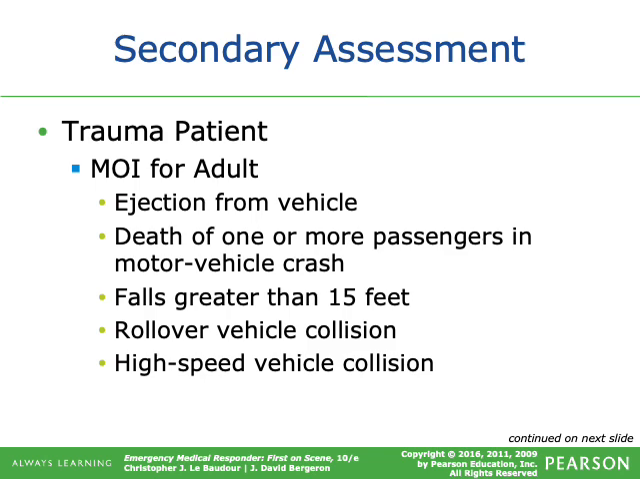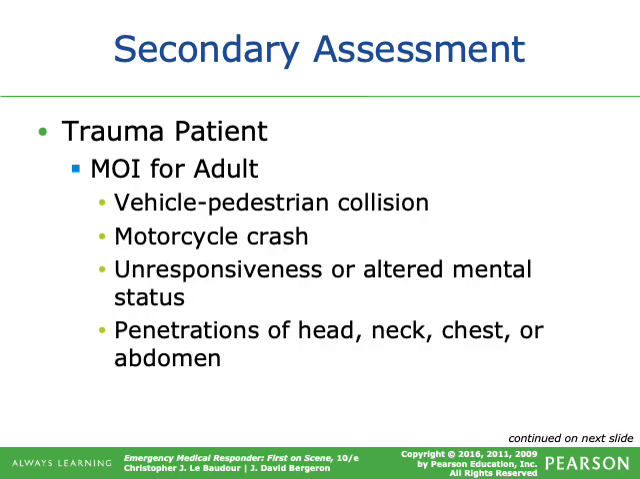Alright, so a trauma patient. Some different mechanisms of injury for an adult would be ejection from a vehicle, death of one or more passengers in a motor vehicle crash, falls greater than 15 feet or 3 times the body height, rollover, high-speed vehicle collisions, vehicle pedestrian collision, motorcycle crashes, unresponsive or altered mental status, penetrations of the head, neck, chest, or abdomen.